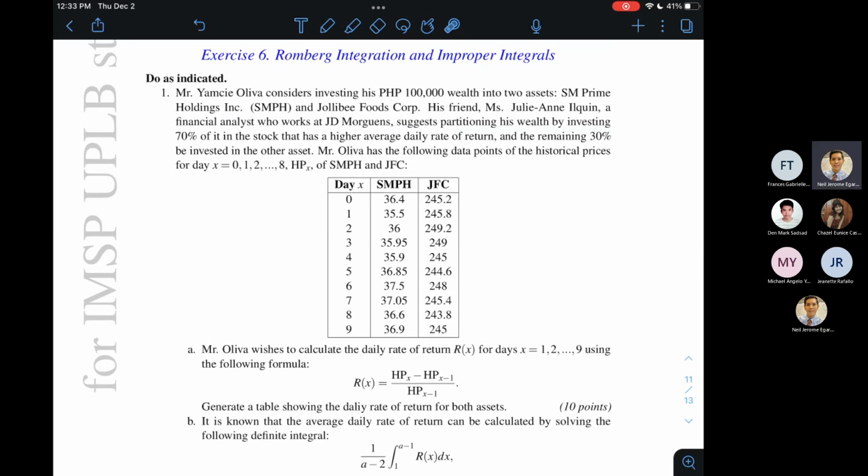Do you guys have some questions? All right, so if none, then that concludes Module 10. So we only have one module left. That's Module 11, which would be on Monte Carlo simulations.